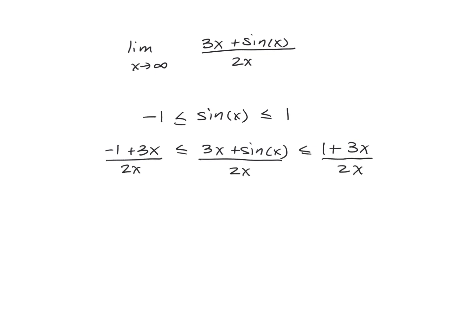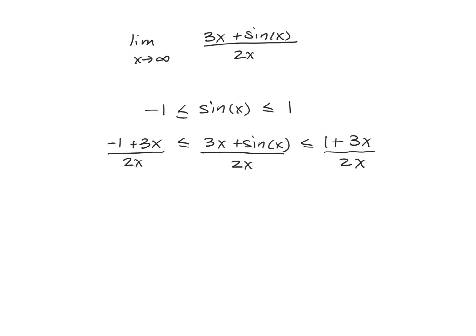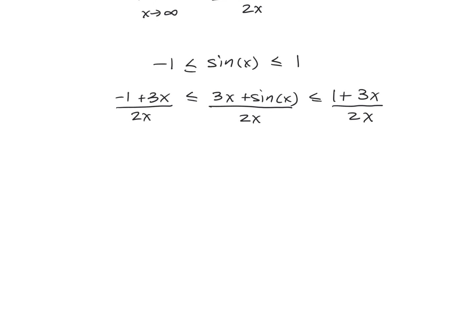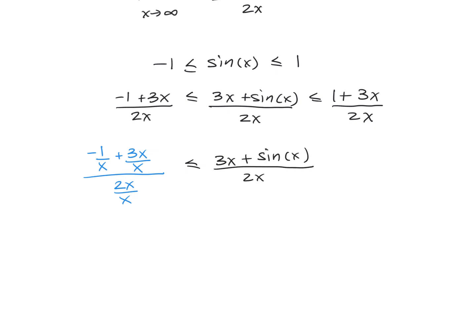And this is a positive infinity, so therefore we don't have to worry about reversing directions of inequalities. So now we will divide the left and the right inequality terms by x, the highest power of our denominator. So we're going to have a negative 1 over x plus 3x over x divided by 2x over x. We still have our quantity in the middle, 3x plus sine of x divided by 2x.